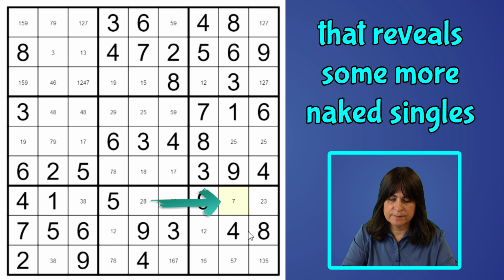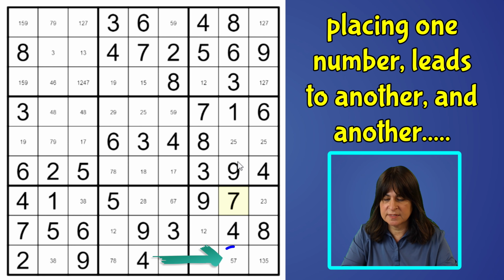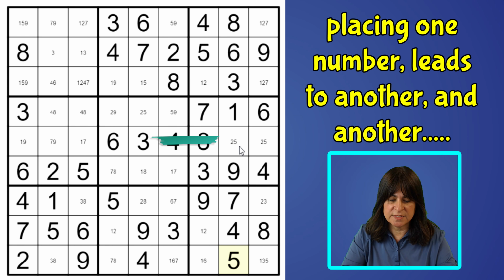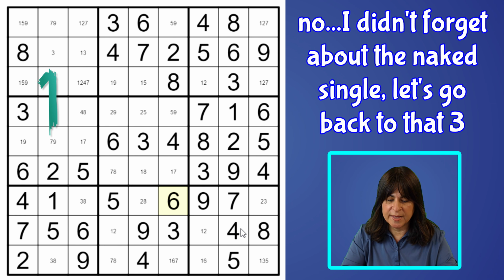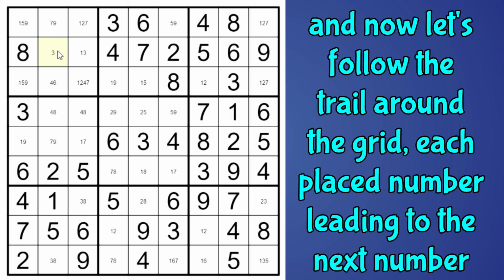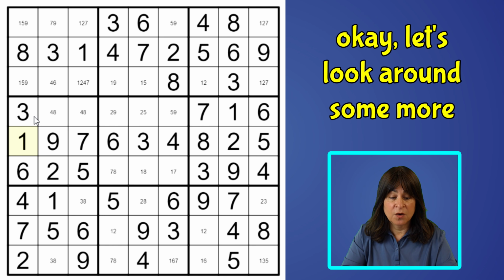7 here. And now this can't be a 7 anymore. So it's a 5, and that means this is a 2, and then this is a 5, and then because of this 7 here, this is a 6, and let me go back to that 3, which makes this a 1, and then this is a 7, which makes this a 9, and then this is a 1.